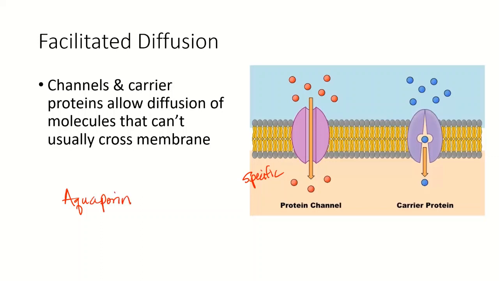Aquaporin has electric and chemical properties that make it attractive to water and water alone. Water can pass through, while other things like ions cannot. So it is very specific for water. It's not like just opening a hole in the membrane and letting everything go in and out. It's opening a very specific doorway.